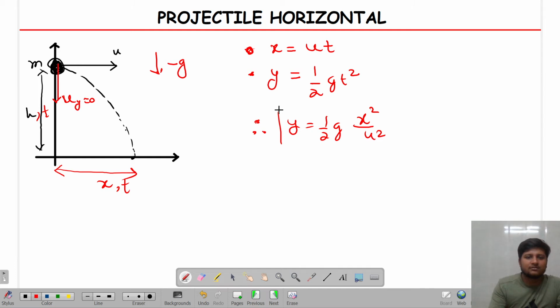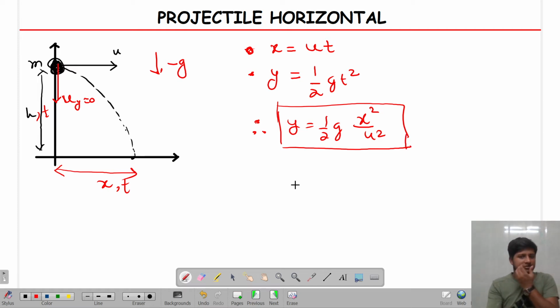This is the equation of the trajectory for the projectile which is moving horizontally. Got it or not? This is the equation for the trajectory of the projectile. Now look over here. If the total time of flight of the projectile is t, what will be that value?